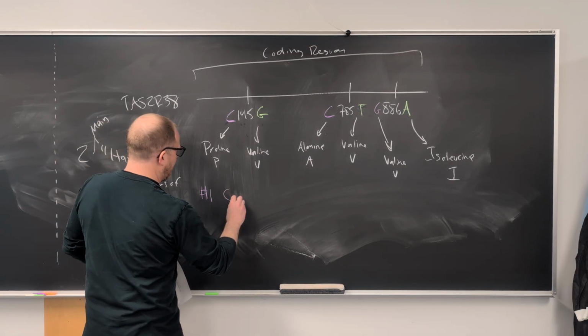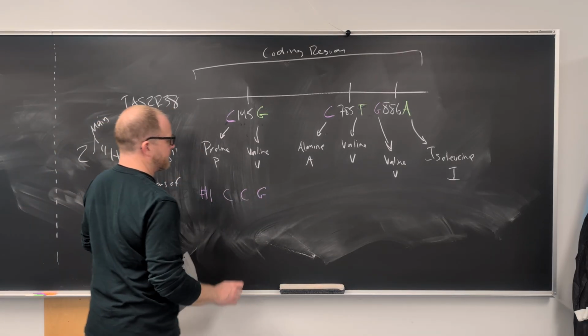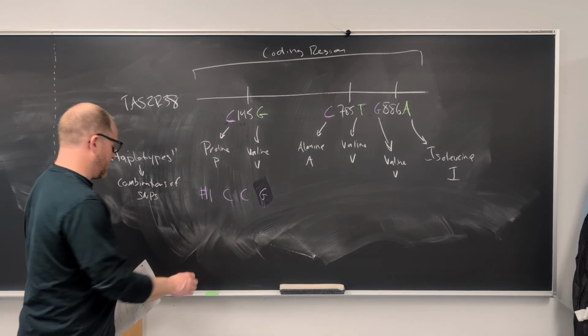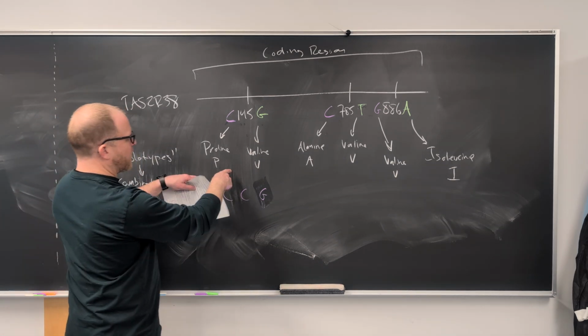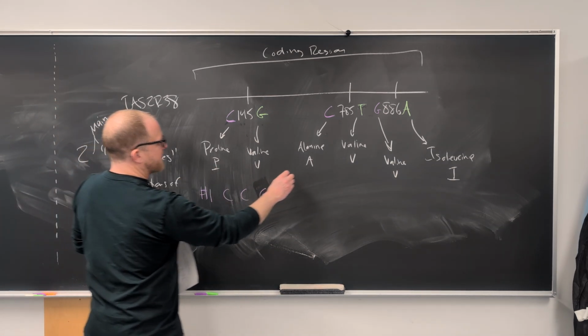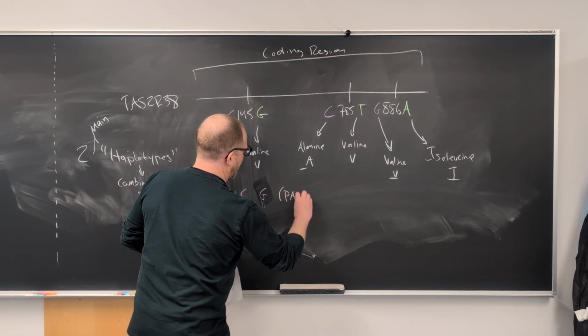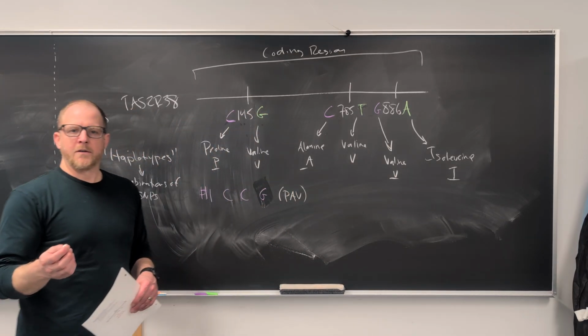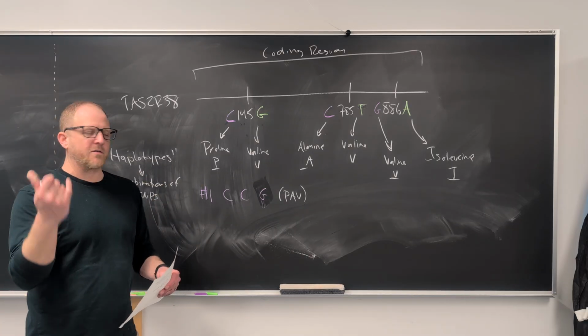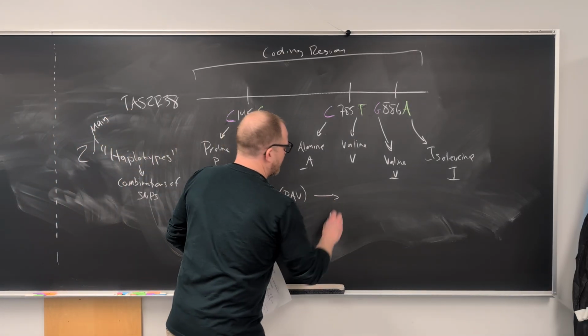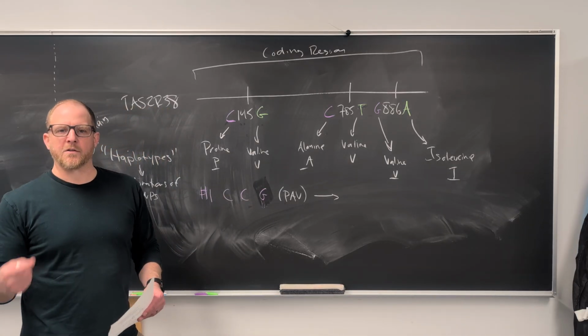So this would be C, C, G. I'll make that more clear there. So that's one of the main haplotypes here. Because of the way this codes for these amino acids, P, A, and V, it's often called the PAV haplotype. You'll see it referred to as both throughout the lab, CCG, PAV. Now, importantly, this ends up coding for a fully functional receptor.